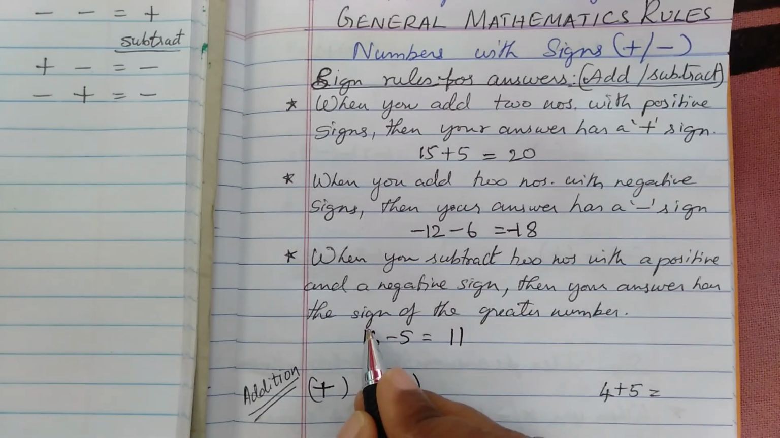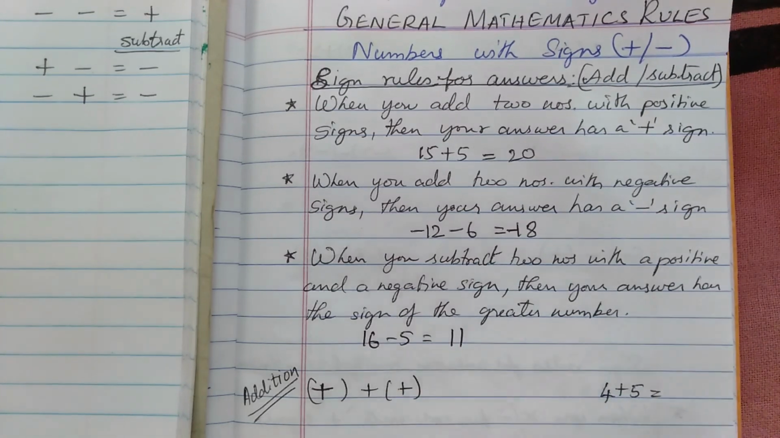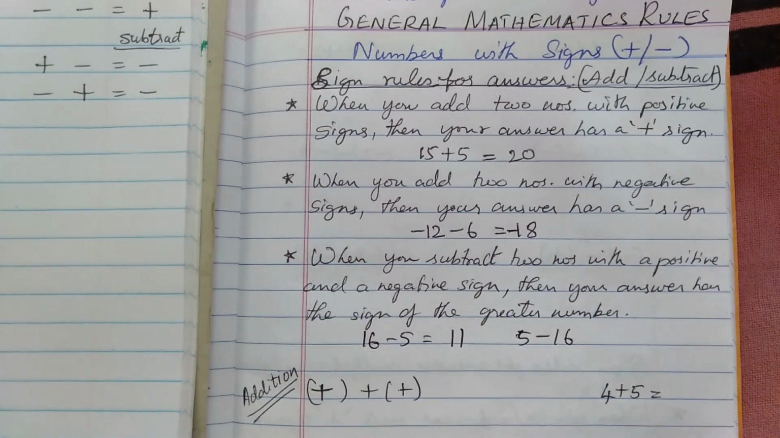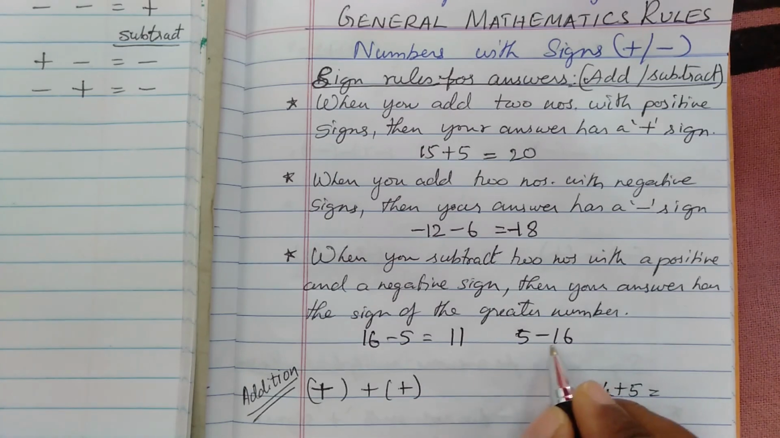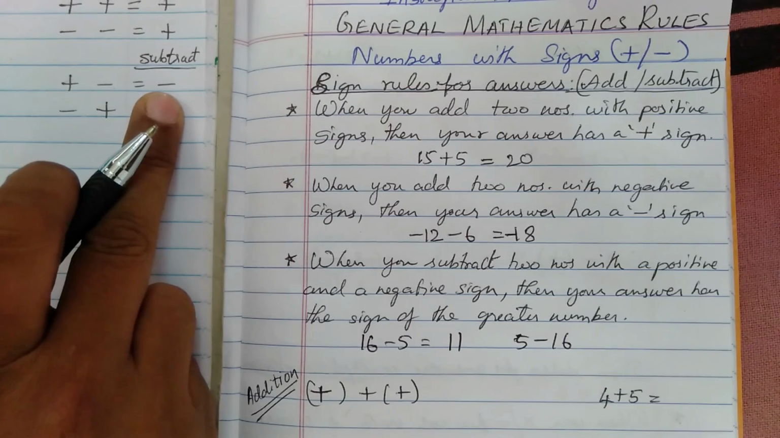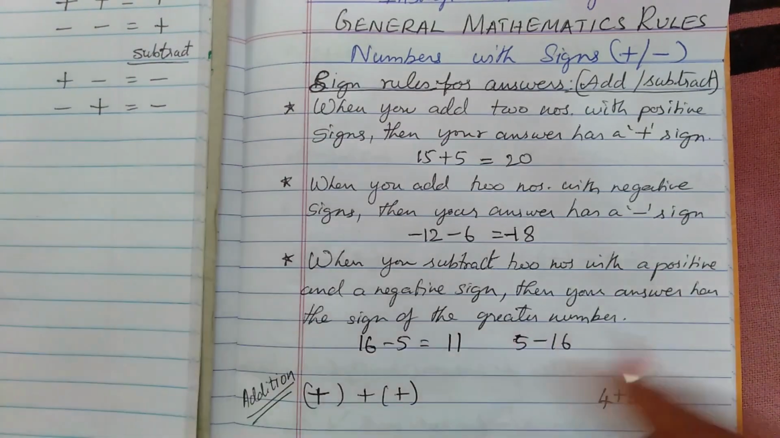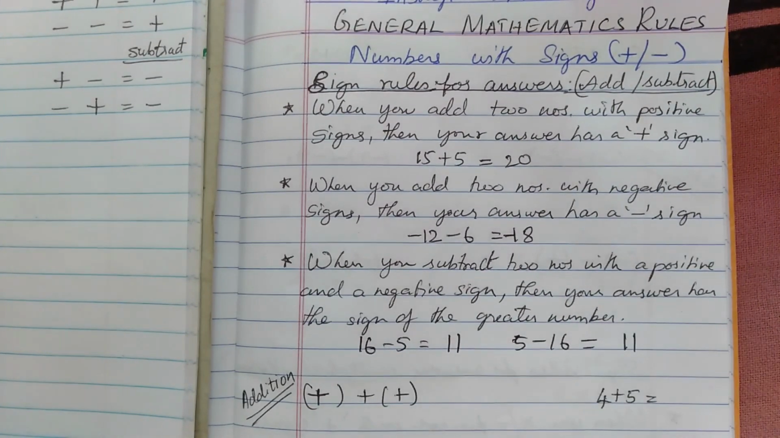Here the greater number is 16, and the greater number has a positive sign, so your answer is positive. Okay, now suppose you have 5 minus 16, then what will happen? Here again it is a positive number and a negative number. So I said that when you have a positive and a negative, then you have to subtract those numbers to get your answer. So we will be subtracting this, and then your answer is 11.